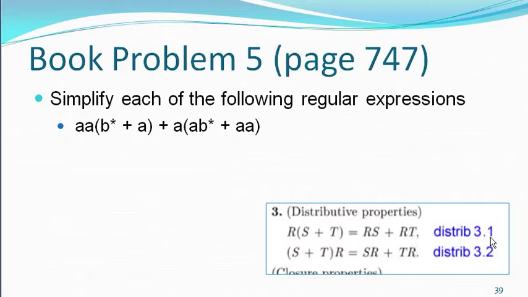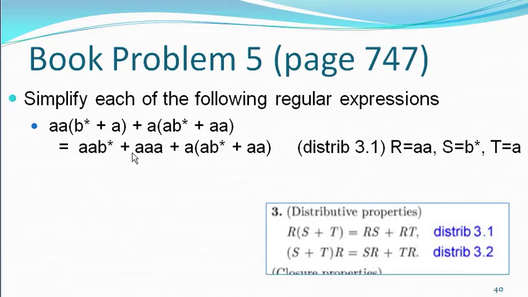So I'm going to use the distributive 3.1 rule to multiply this first piece. And you can see that I can use this rule if I just set R to be the AA part, S to be the B star part, and T to be the A part. And so I get AAB star plus AAA plus the same thing that I had at the end before, right? Now, the important thing if you're doing this for homework in my class is not only do you have to write out the simplification, you need to write the reason using my terms, and you need to tell me what I used. I used distributive 3.1, which has an R, an S, and a T, and R was AA, S was B star, T was A. So you need to give me all this information.